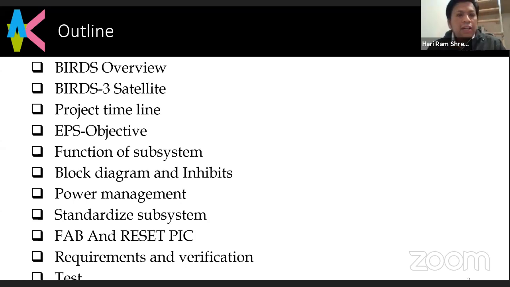Today I'm going to discuss this topic, with a BIRDS overview too, and the testing requirements and verification, everything. A previous presenter also talked about many BIRDS-related things, but I will just give a short summary of the BIRDS project.